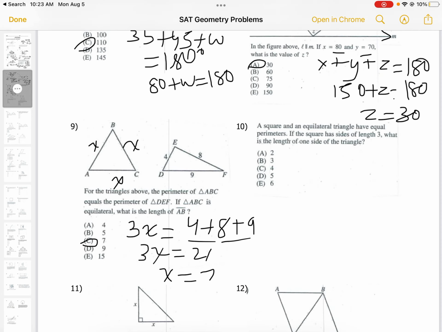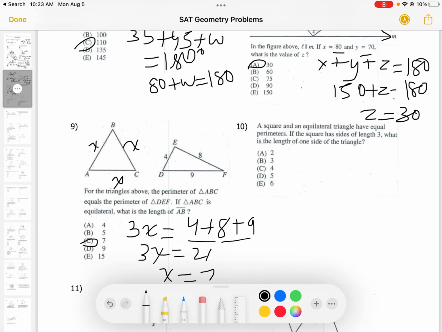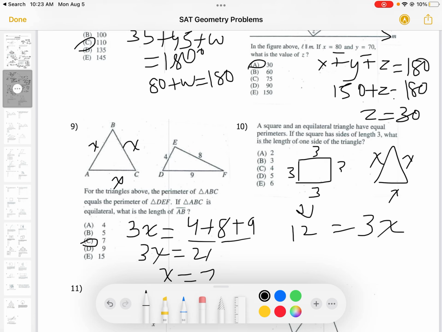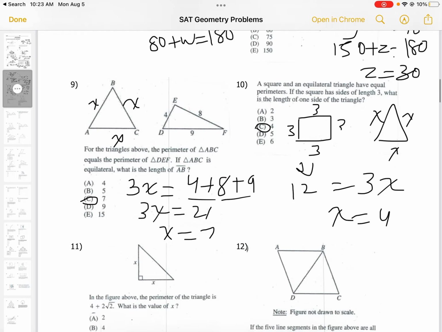Number 10. A square and an equilateral triangle have equal perimeters. If the square has sides of length 3, what's the length of a side of the triangle? Okay, so we know we have a square with side length 3, and its perimeter is 12. Then we have an equilateral triangle with 3 equal sides of length x. So here we can solve the equation 12 equals 3x, and one side of the triangle is 4. And we're done with that question.